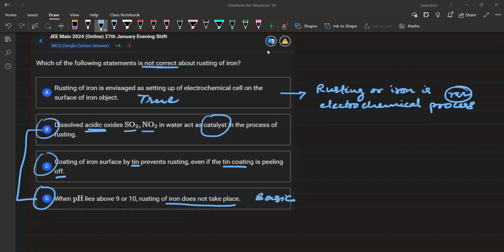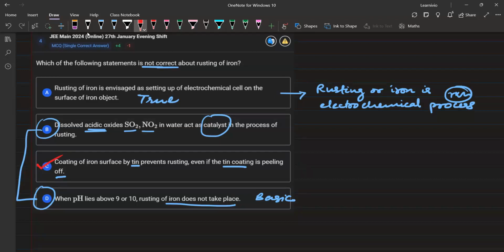Does this make sense? In acidic conditions, it is facilitating the rusting process, and in basic, it is hindering. That is why rusting does not take place. And if B is false, D should also be false, but that cannot happen. We cannot have two options which are incorrect because we have to choose one option. So we are only left with option number C.